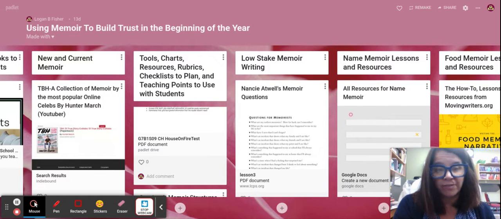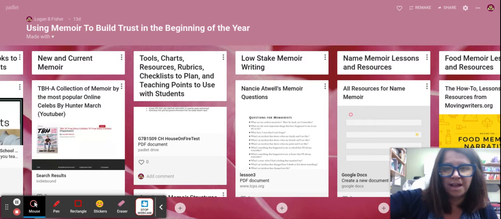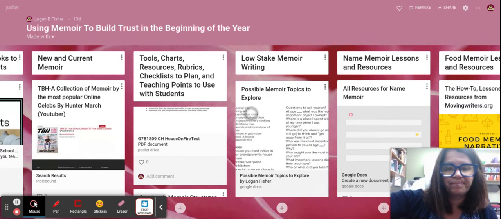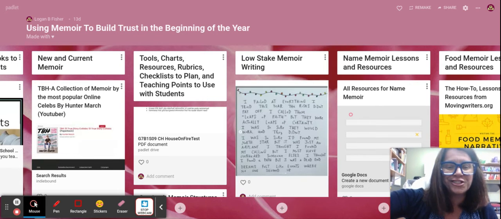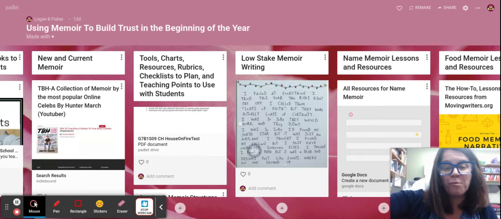So what I have done in this column is give you all kinds of things that you could consider using to get kids just to write memoir, just to think about doing some low stake memoir writing, and perhaps they share it with partners or perhaps they don't. But there's all kinds of things underneath this column that has things just to do.